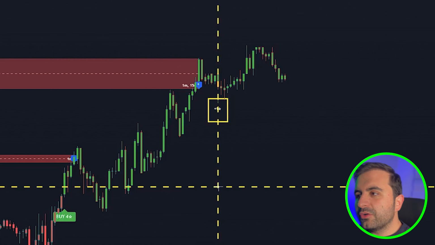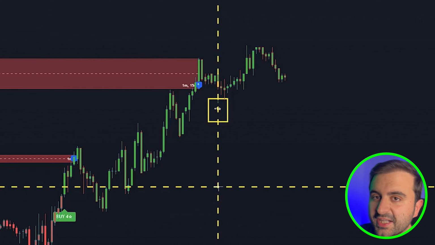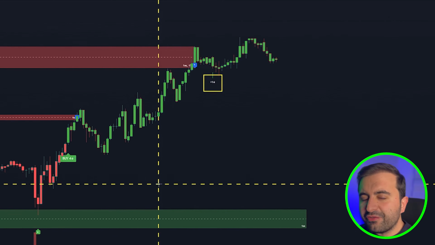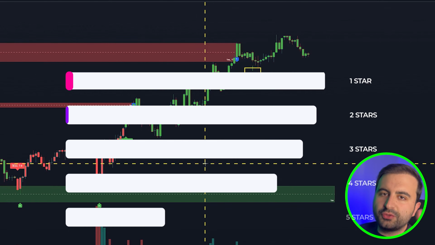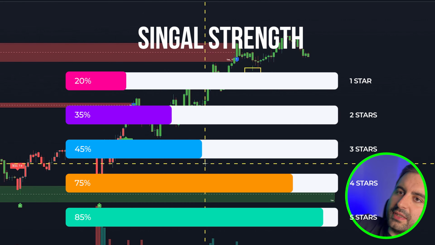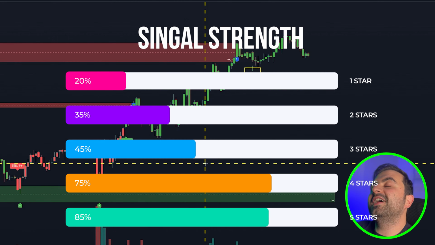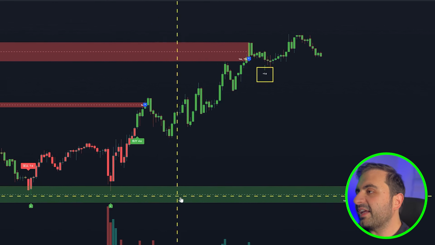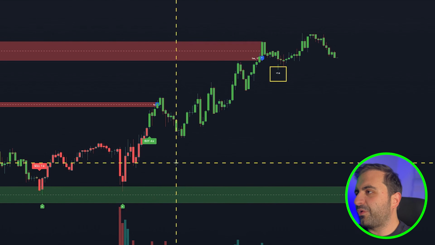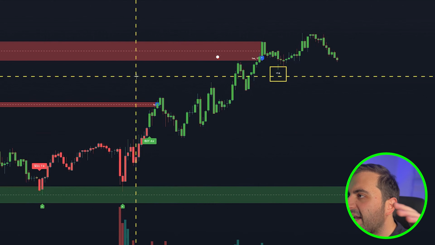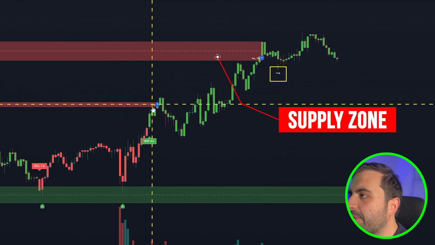Now let's take a look at how we will take the signals from the whole setup. SPX algo has 5 ratings, and it starts from 0 and goes up to 5 stars. So 0 is the lowest strength, and 5 is the highest strength. If you look at the chart here, we got a 4-star buy signal from the SPX algo. And if you look up, there is a supply zone on the 1-minute time frame on our chart.